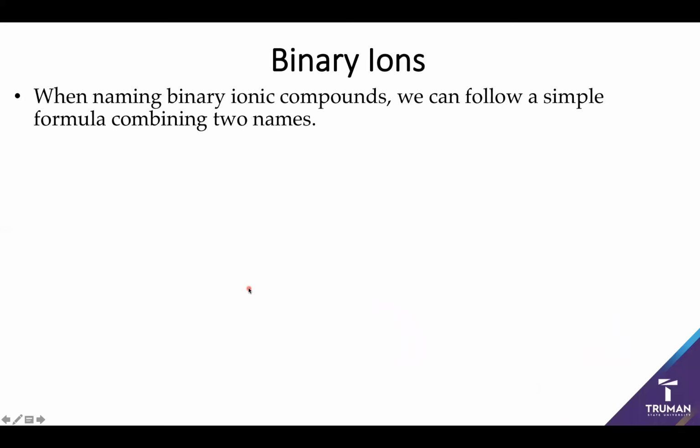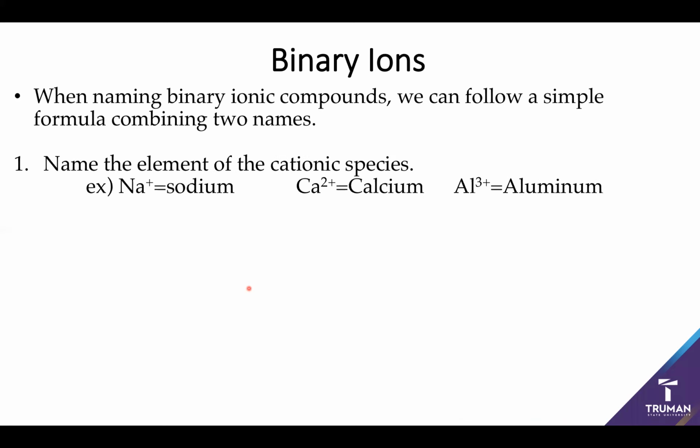However, now that I have these binary ions, we need to find a good naming convention. So binaries aren't too bad, but there can be a bit of memorization. The first part's fairly easy. You're just going to name the cationic species. So sodium plus is just sodium. Calcium is calcium. Aluminum is aluminum. It gets a little bit messy with the metals, but we'll talk about that next time.